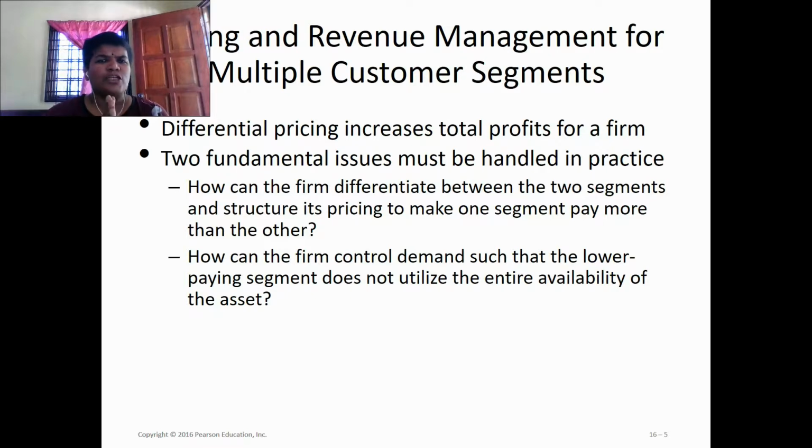There are two fundamental issues that must be given attention when you want to practice multiple customer segments. One is how can the firm differentiate between the two segments and structure its pricing to make one segment pay more than the other segment. The other is how can the firm control demand such that the lower paying segment does not utilize the entire availability of the asset? These are the two fundamental issues that you need to take into account when you're applying pricing for multiple customer segments.